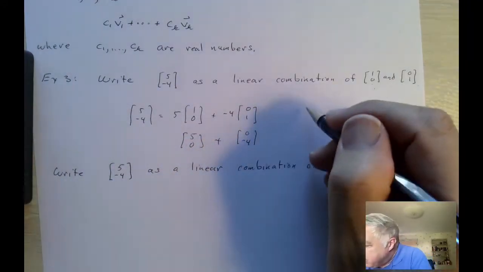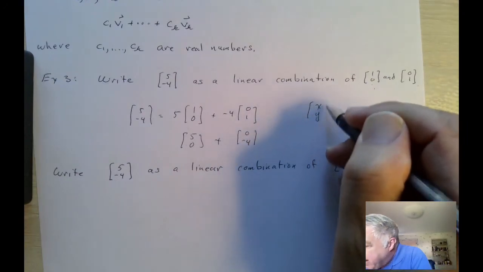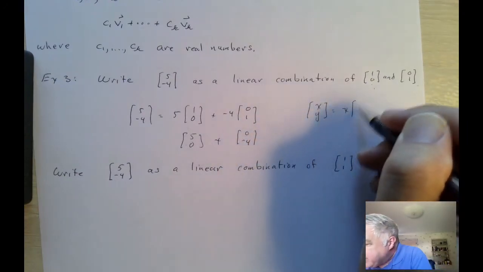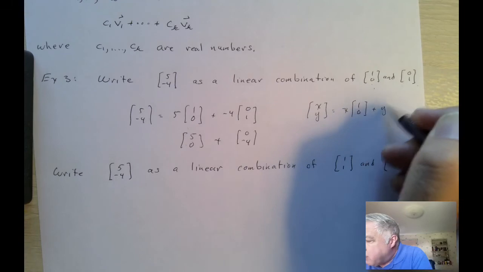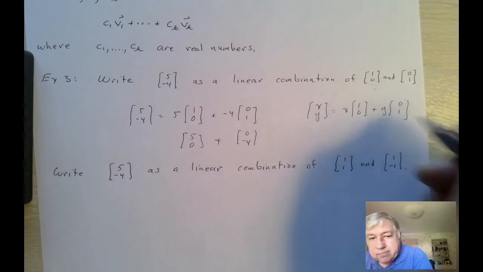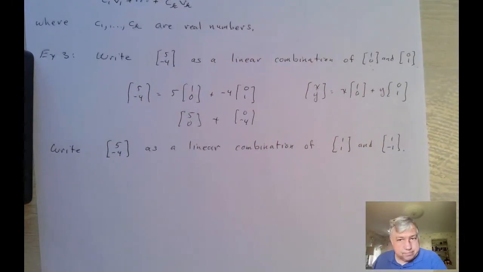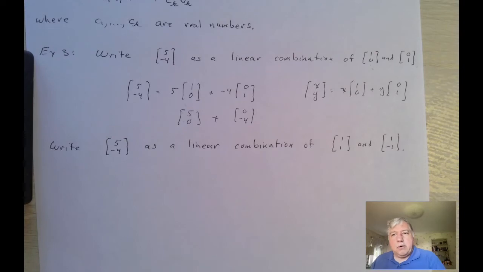So we can add those together and get this. And in general, if I have a vector x, y, that can always be written as x times 1, 0 plus y times 0, 1. All right, so these two vectors we're eventually going to have a special name for. It's called the standard basis of R2, but we're not there quite yet.